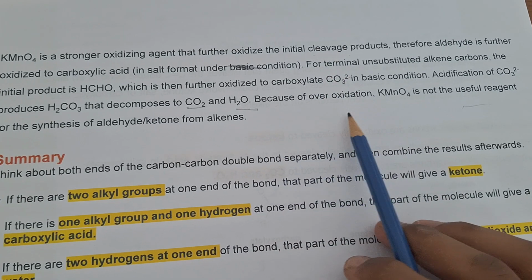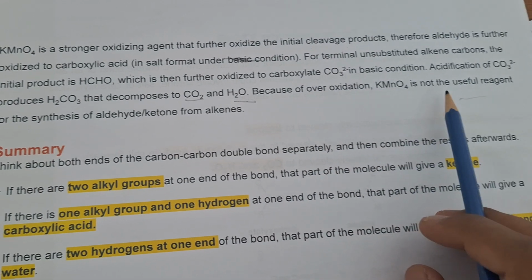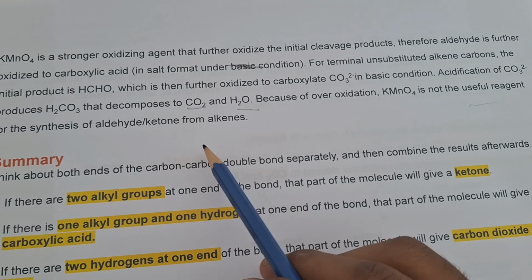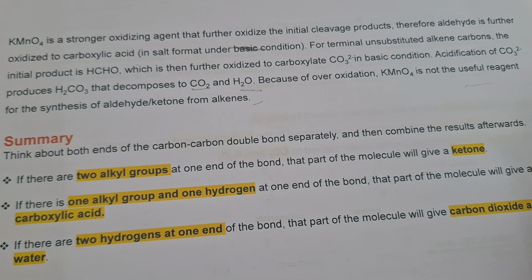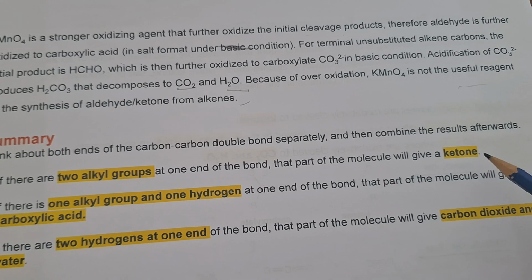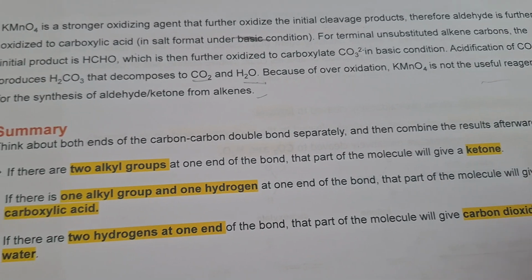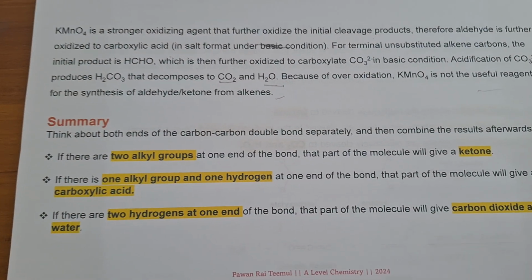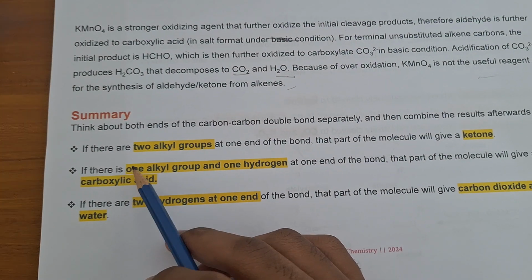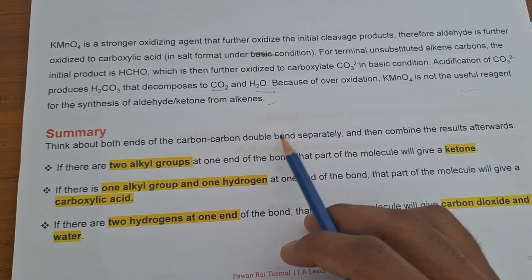But just because of overoxidation, KMnO4 is not a useful reagent for the synthesis of aldehydes or ketones from alkenes. So if you want a pure product, KMnO4 is perhaps not the best candidate. In summary, think about both ends of the carbon-carbon double bond separately.